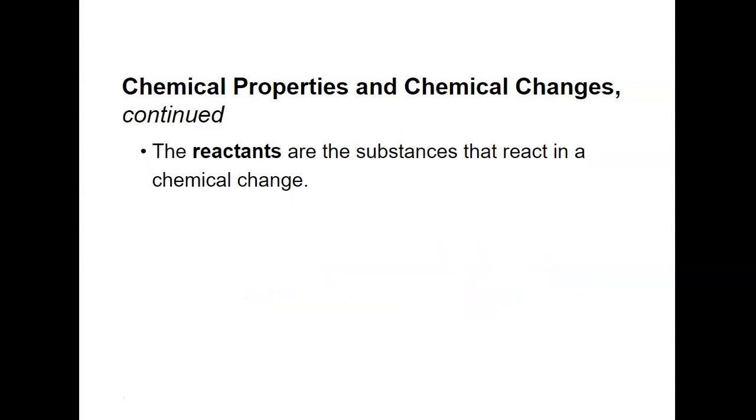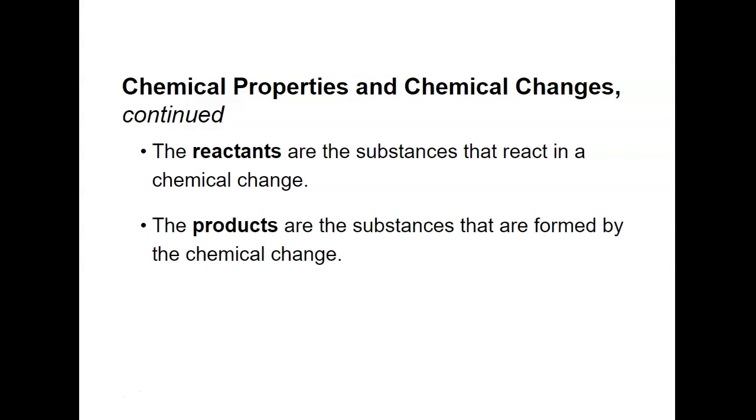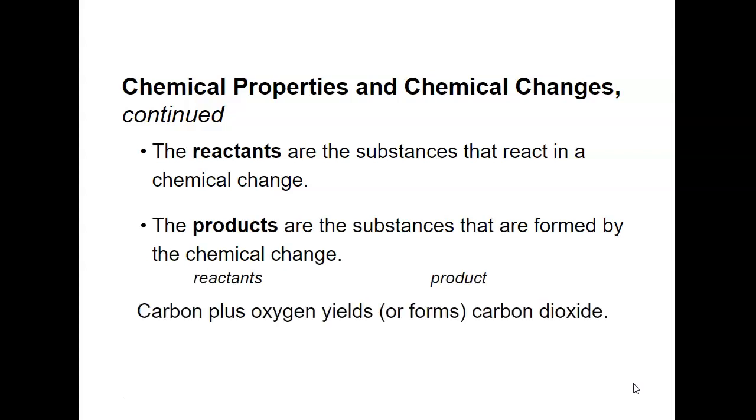Remember, the reactants are the substances that go into the chemical change. The products are what is formed. An example would be carbon dioxide plus oxygen yields or forms carbon dioxide. And so this would be what it would look like in a word equation.